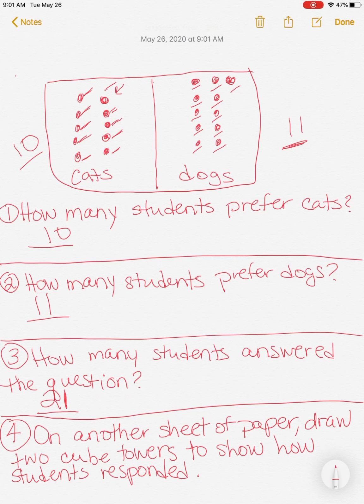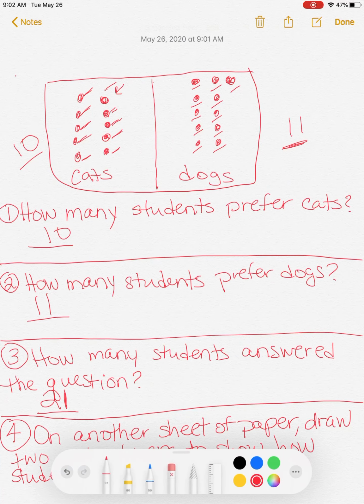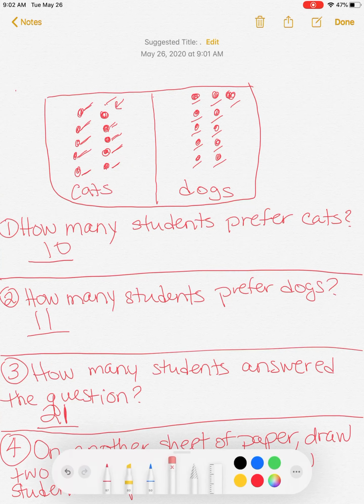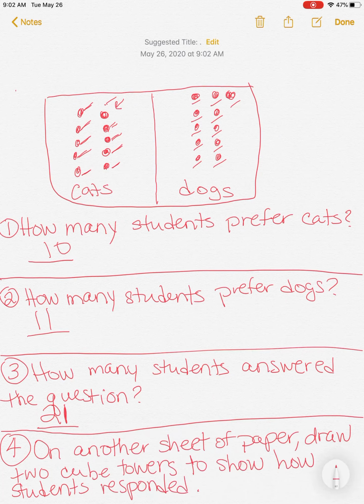Now here it says on another sheet of paper, draw 2 cube towers to show how students responded. Instead of doing that, I think it's completely okay for you to find a spot on your sheet. I noticed that there were spots right next to the boxes. So I'm going to go ahead and just erase this right here, and I'll show you what I mean.